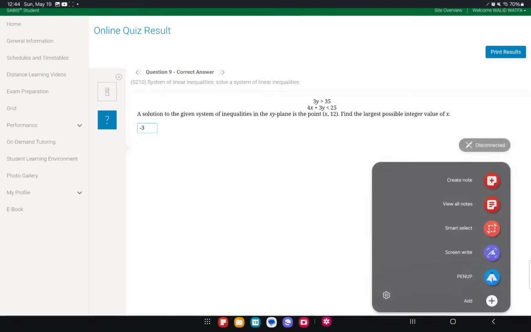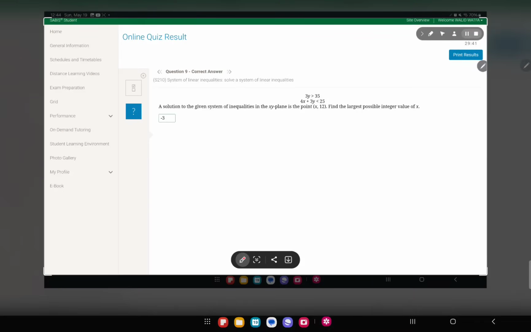Question 9. Okay, I think, yeah, this is where it becomes way easier. Okay, a solution to, they gave you 3y greater than 35. They gave you 4x plus 3y less than 25. Okay, so they gave you, the solution is x, comma 12.